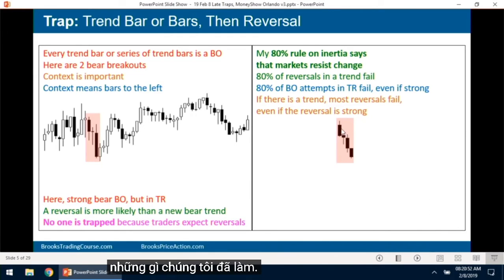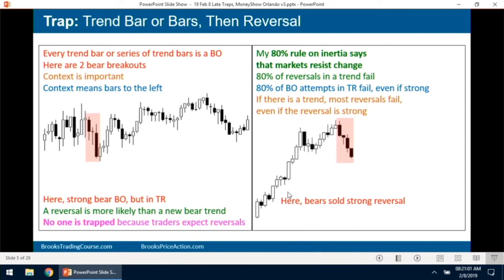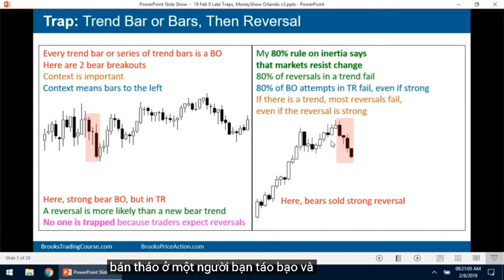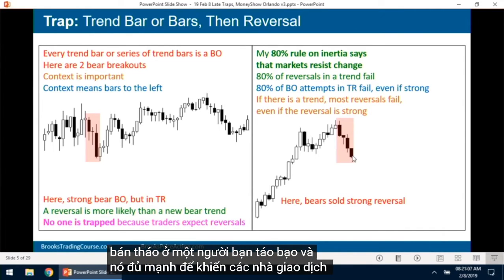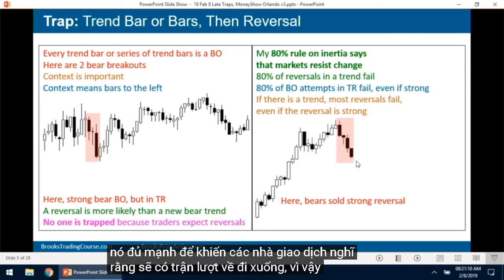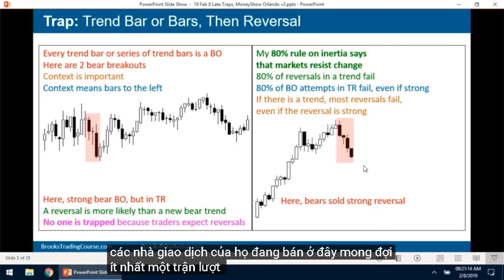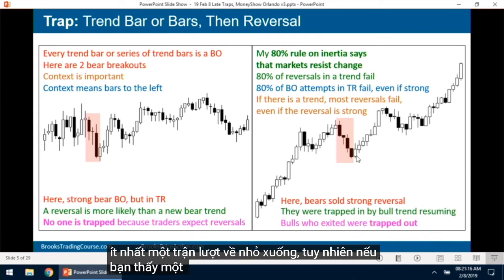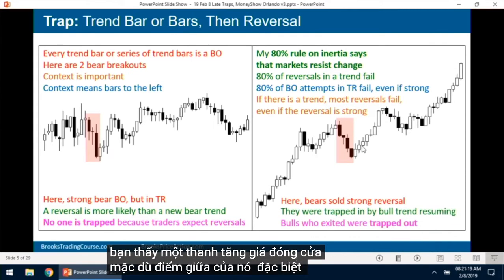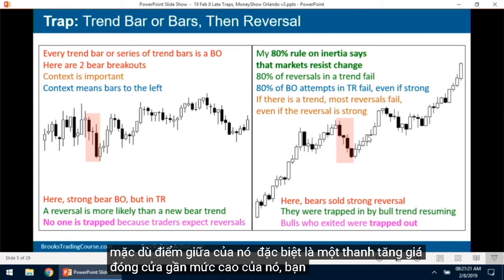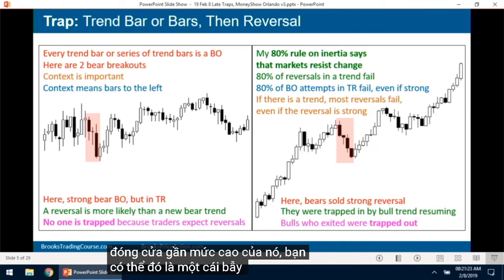On the other hand, what took place to the left of this reversal? Again, this is very similar to this, but the context is important. And here, you're getting a very strong sell-off in a bull trend. And it's strong enough to make traders think there's going to be a second leg down. So there are traders selling here, expecting at least a small second leg down. However, if you see a bull bar closing above its midpoint, especially a bull bar closing near its high, it's probably a bear trap.